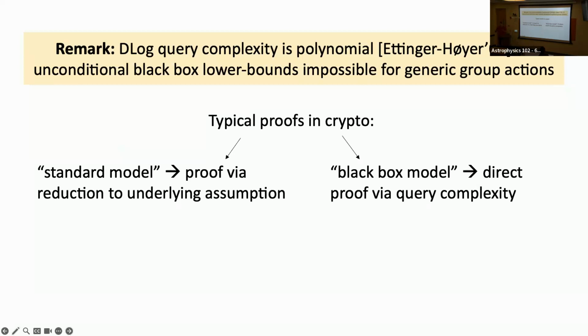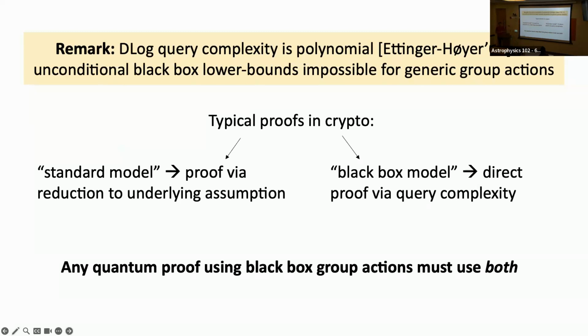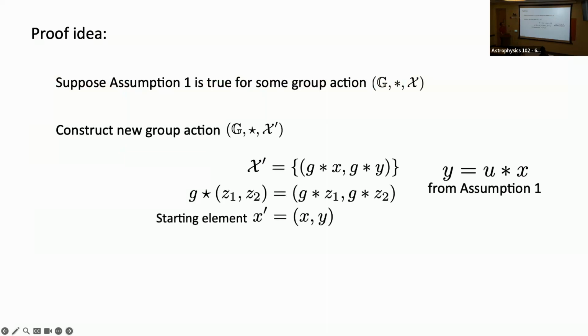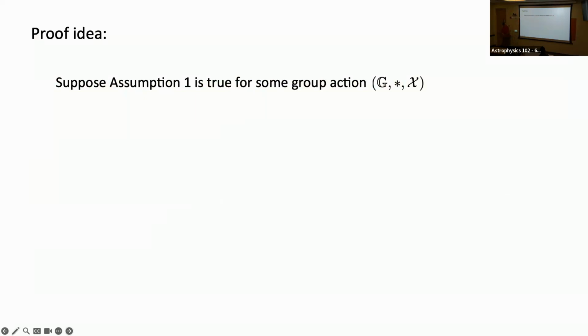So in addition to working in the black box model, we need to layer on an assumption, since the black box model alone in the group action setting is not enough. You always are going to need to layer on something. So we're going to need to use both. And this is the first work that does this. I don't think I really have time to go through the proof. Which is fine. Maybe I'll briefly go through the first steps.